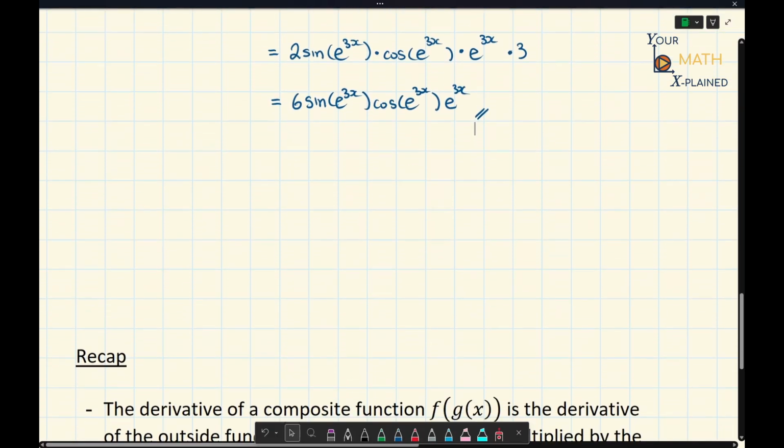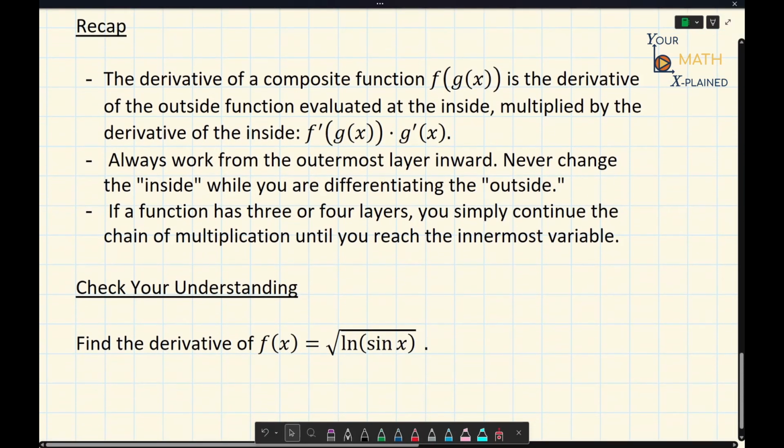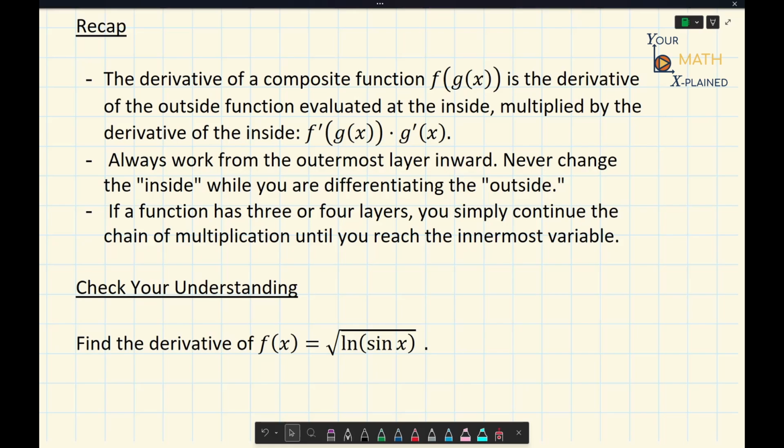And now let's do a quick recap of what we covered in this video. We learned that the derivative of a composite function f of g of x is the derivative of the outside function with the inside function as its argument, and then we multiply it by the derivative of the inside function. And the trick with chain rule is to always work from the outermost layer inward. We never change the inside while we're differentiating the outside. And if a function has 3 or 4 layers, we simply continue the chain of multiplication until we reach the innermost variable, hence the name chain rule.